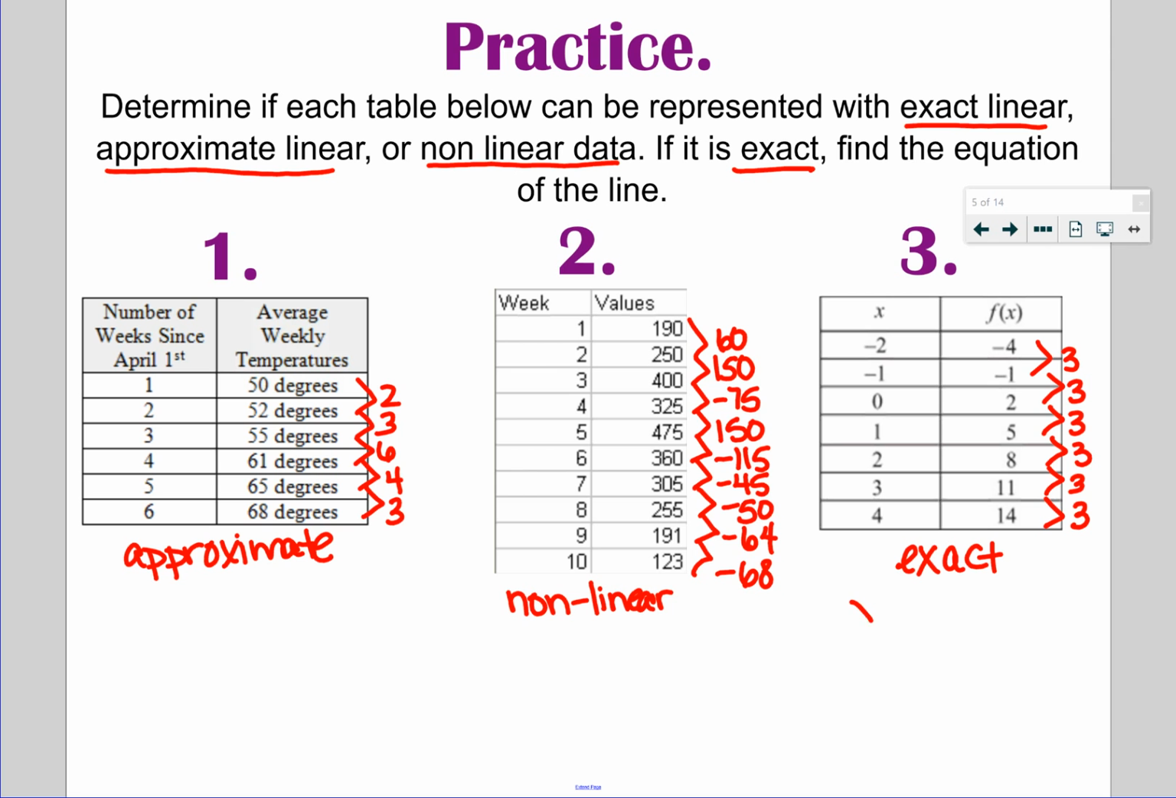So now number 3, you should have written an equation in slope-intercept form, y equals mx plus b. Your slope is 3, and your y-intercept, again, is when your x equals 0, so that is 2. y equals 3x plus 2 is your final answer for that equation, that linear function that represents that data.